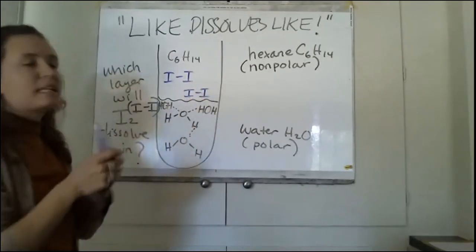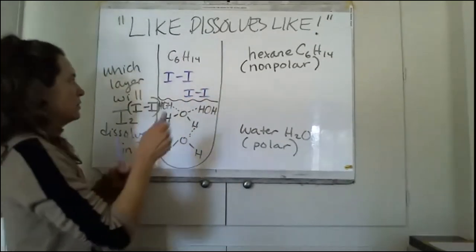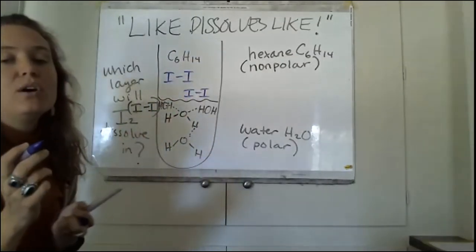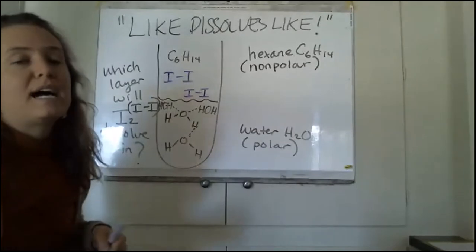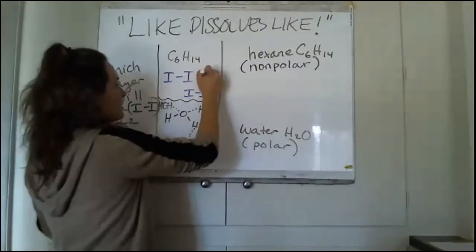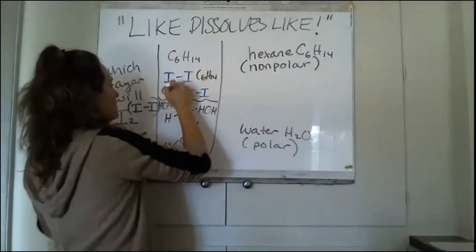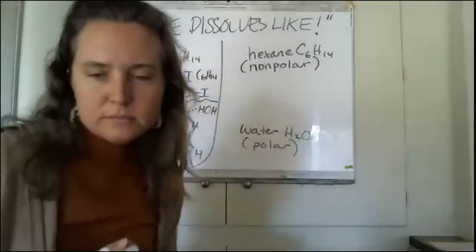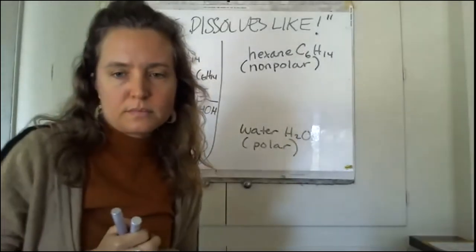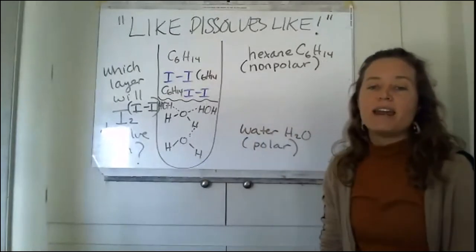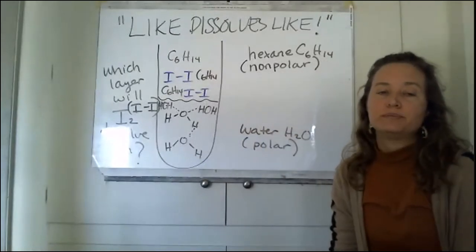So what's the intermolecular force that allows hexane and iodine to mix together? What intermolecular force allows iodine and hexane to mix together?